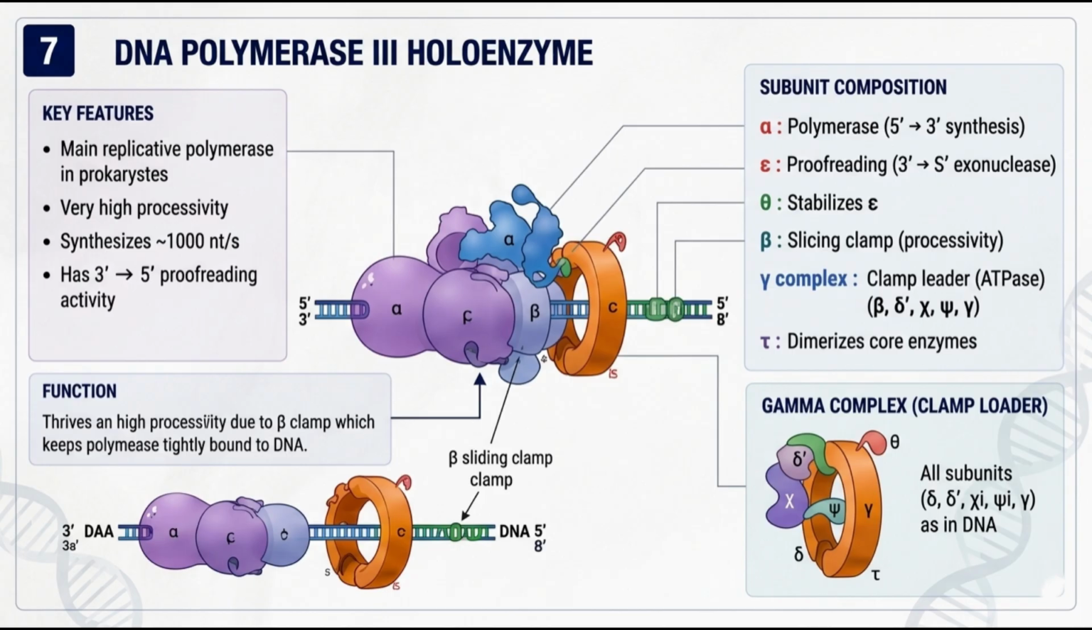The beta subunit forms the sliding clamp that increases processivity. The gamma complex acts as the clamp loader. DNA polymerase III is highly processive, meaning it can synthesize long stretches of DNA without dissociating.